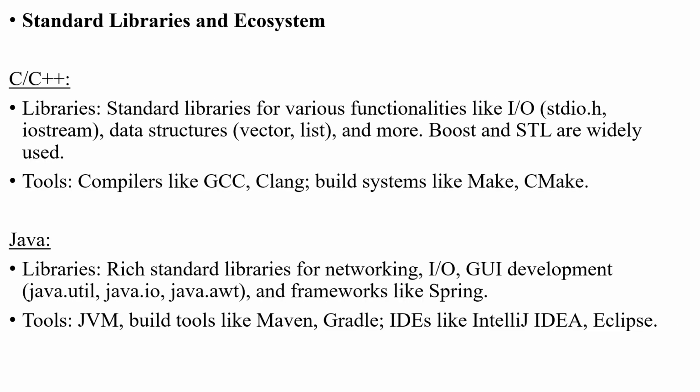Standard libraries and ecosystem. For C and C++, there are standard libraries for various functionalities like input/output, such as stdio.h and iostream, and data structures like vector and list. Boost and STL are widely used. Tools include compilers like GCC or Clang, and build systems like make and CMake.